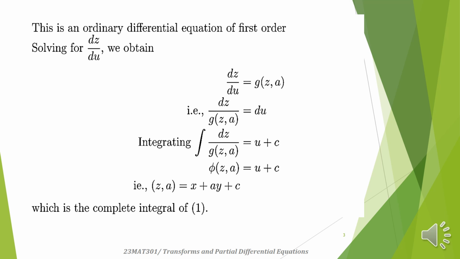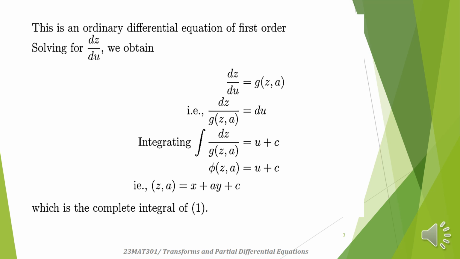Now we have to solve this for dz by du to get the complete integral. So dz by du is equal to g of z comma a. You will get a function that has both z and a. Now dz will come to the left side and other things will go to the right side. So dz divided by g of z comma a is equal to du. Now to take it out from the differentiation, you will integrate it to get the final integral. On integrating, you will get u plus c.